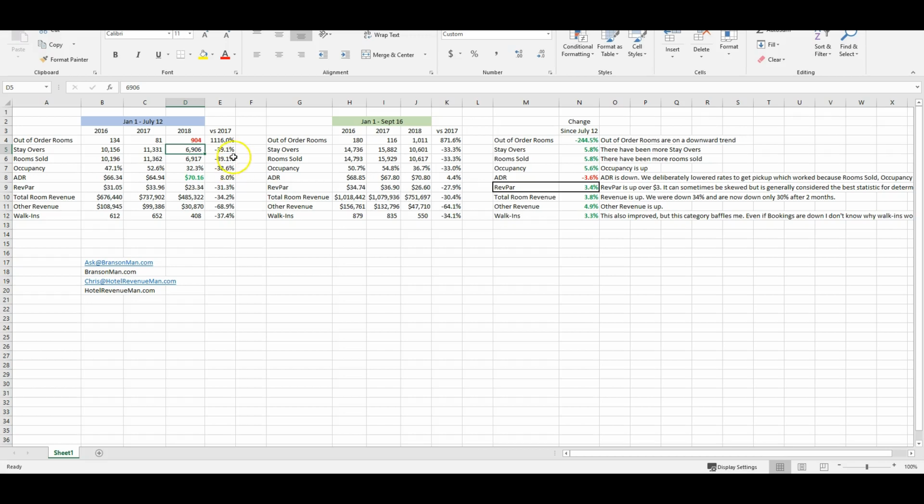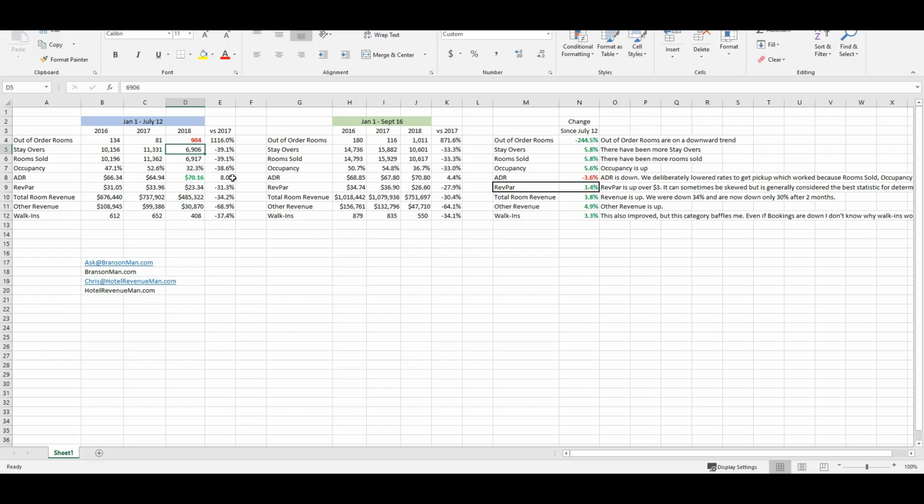Occupancy is down almost the same. Those should be probably close. Now the ADR is up. I've put this as red because I wanted them to notice how extremely out of line it is. And then when I see this ADR is up 8%, that could be positive. That's why I put it green. Now, this also could be contributing to their problem.